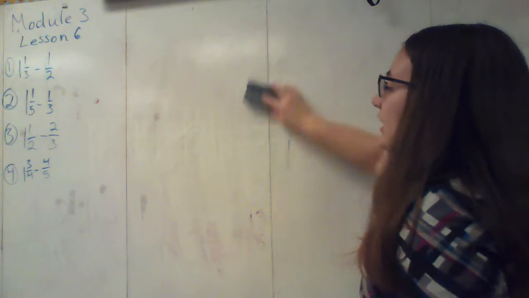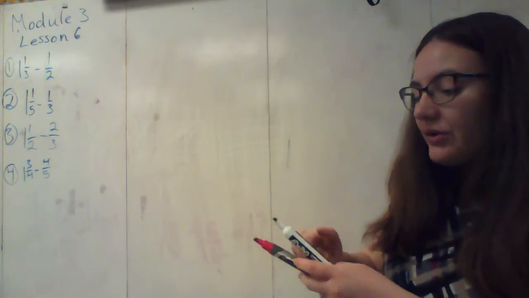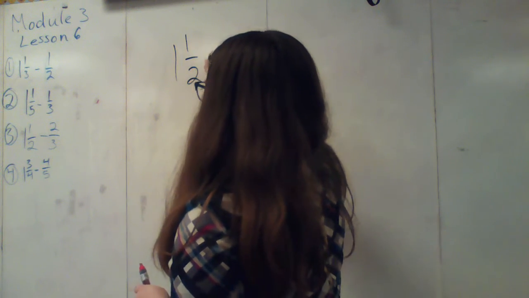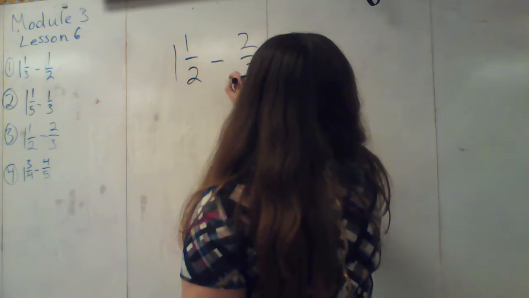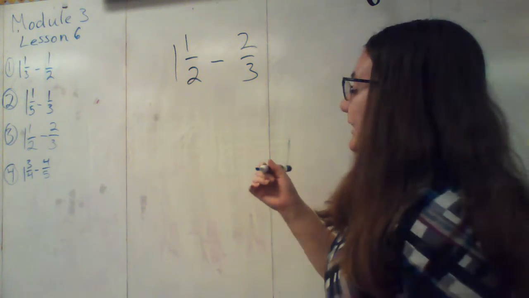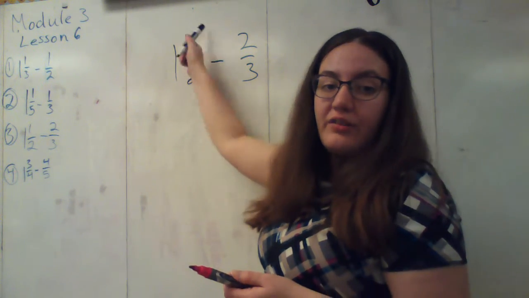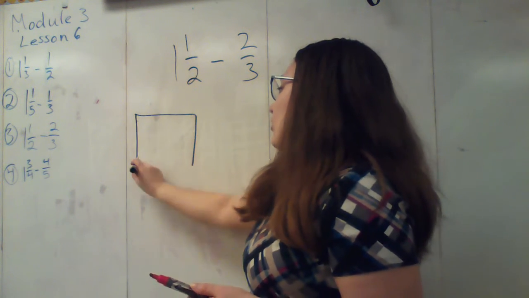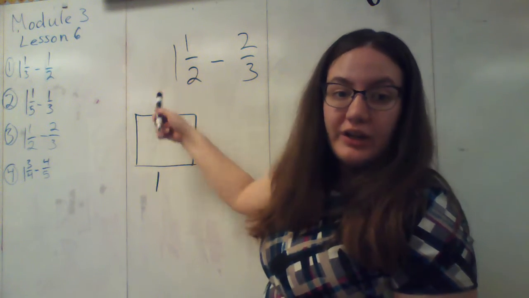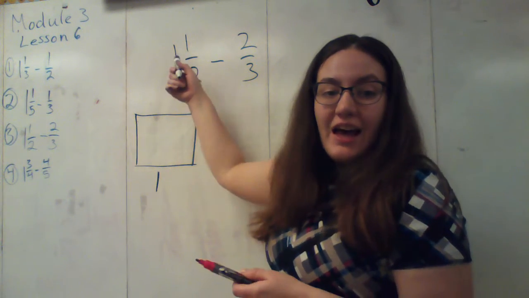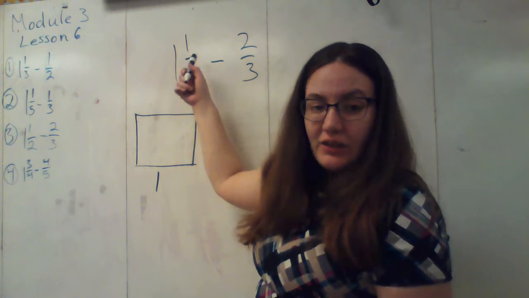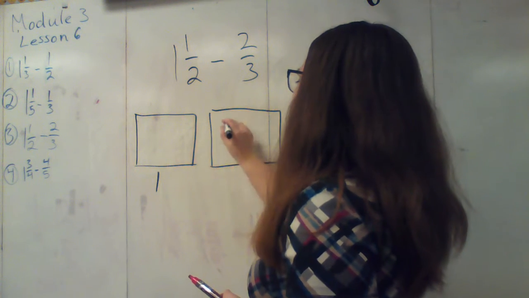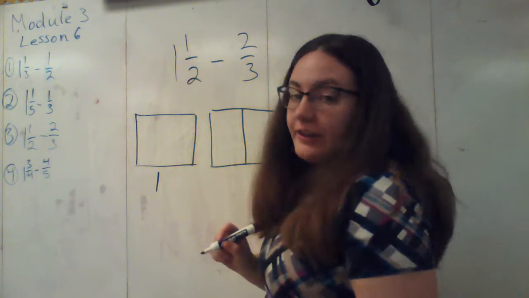This one, we're not going to have to cut up our model as much, so this might be a little bit easier for you. So for this model, I have 1.5 minus 2/3. So I need to first show off my first fraction as a model. So my first box will be for my 1 whole, so I'll show my 1 whole. And then the other part of this fraction, or my mixed number, is a half. So I cut this one in half vertically.